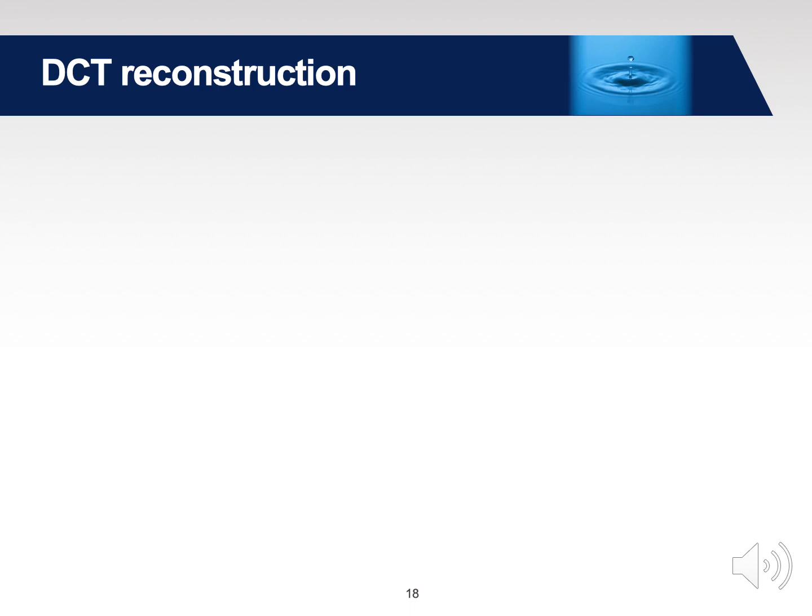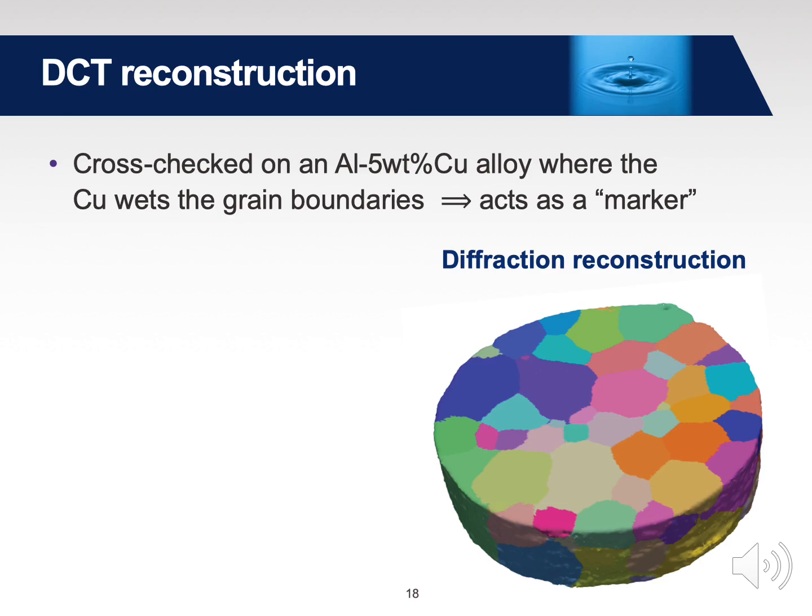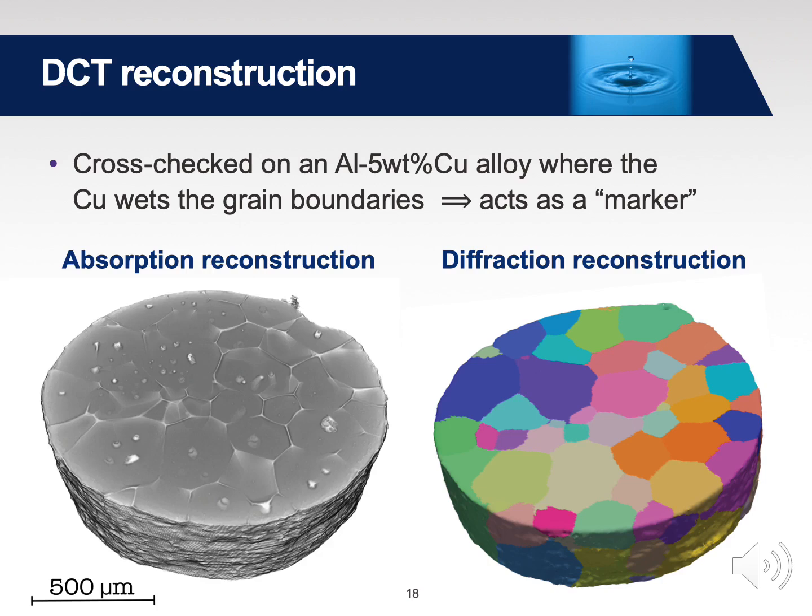And so we use the GrainMapper3D algorithm, which I won't go into detail here. That could be its own talk. But suffice it to say that we can use the algorithm to retrieve a grain map. So this shows you the grains in this bulk specimen, and they're colored according to their orientation. To check the fidelity of the lab DCT reconstruction, we can cross-check it against an absorption-based reconstruction. So in this particular sample, we're looking at an aluminum 5 weight % copper sample, where all of the copper segregates to the grain boundaries.